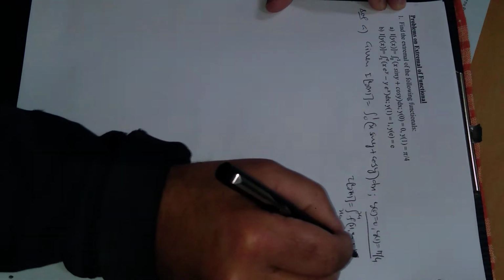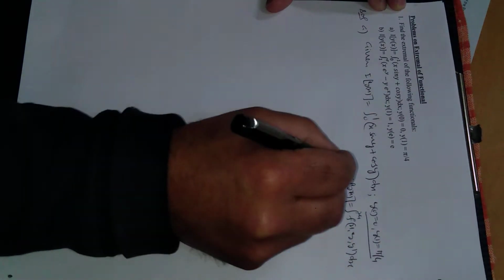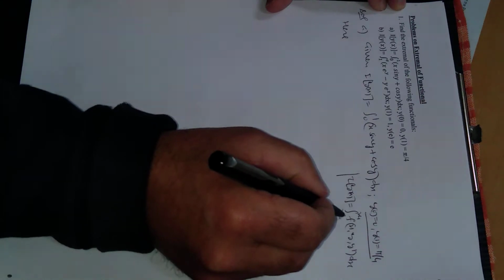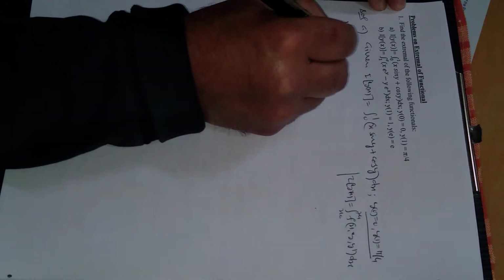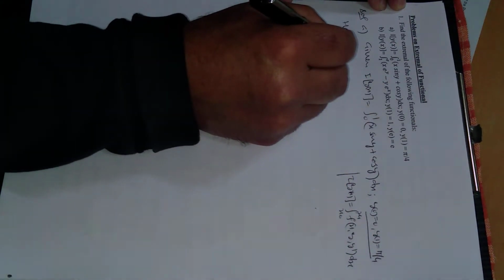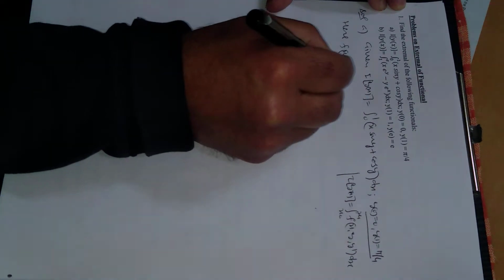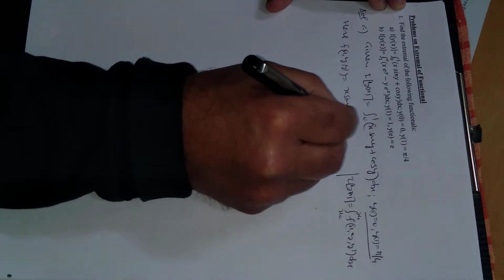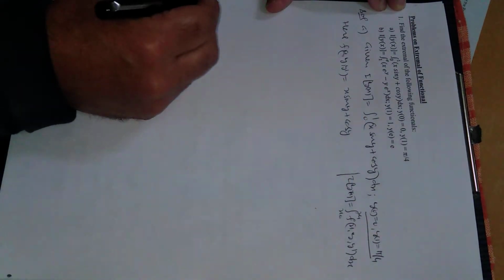F is a function of x, y and y dash, with respect to x. The general functional is this. So compare this general functional with this one. Here the integrand f of x, y, y dash, its value will be x sin y plus cos y. This is clear on comparing this one with this one.